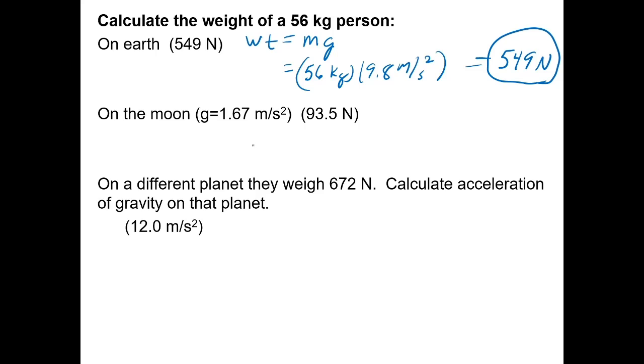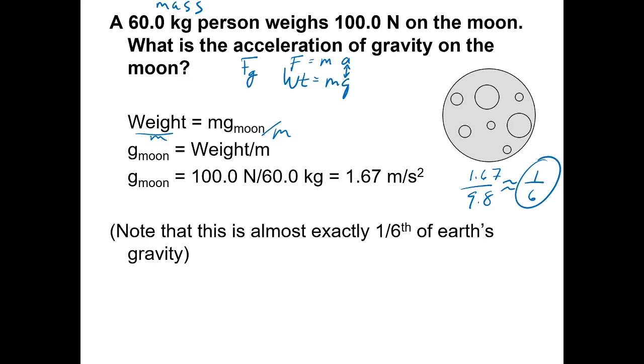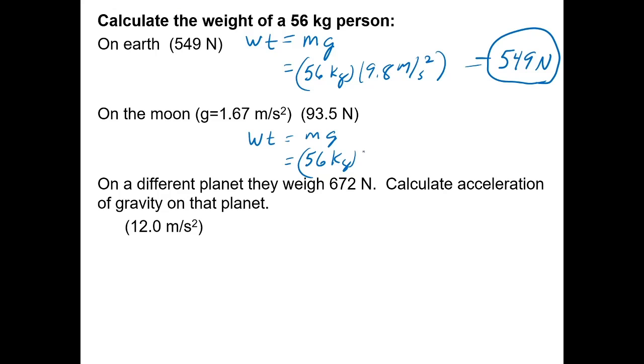Now on the moon, it's still mg, but it's not the gravity for the Earth. It's what we saw in the last problem, 1.67 meters per second squared, and that works out to 93.5 newtons. So their weight is 1/6. Their mass hasn't changed.